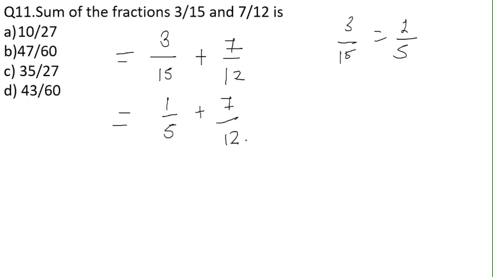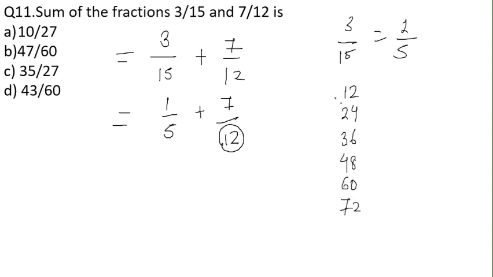If I take the LCM of this, now I have told you that whenever we are taking the LCM, always read out the table of the larger number. That is 12 1s are 12, 12 2s are 24, 12 3s are 36, 12 4s are 48, 12 5s are 60, 12 6s are 72. Let us read up to this only.